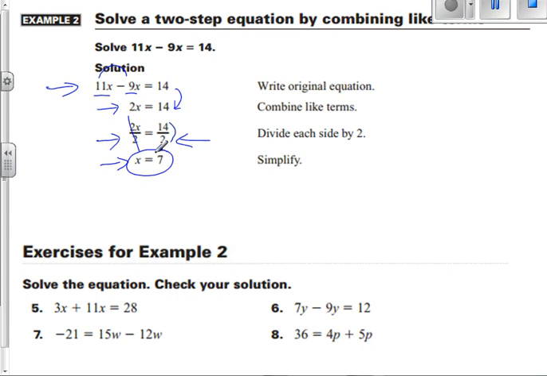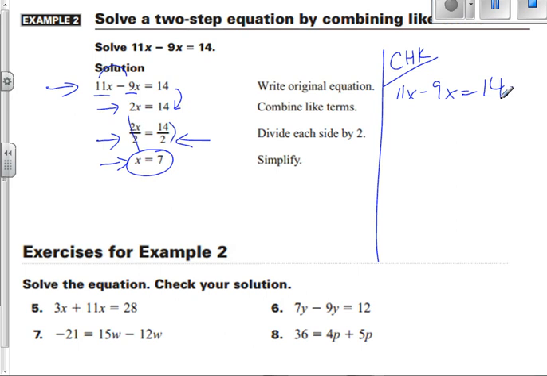So now let's do our check real quick, and I'll just write over here. Let's do our check. So I have 11x minus 9x is equal to 14. And I don't know if you remember me telling you before that it's always good to try to keep your variables as long as possible and then substitute at the last moment. You're less likely to make a mistake as you carry variables through versus trying to carry numbers through.